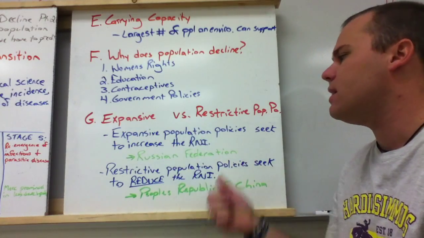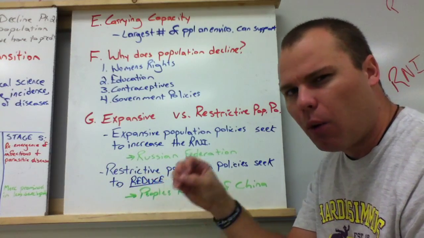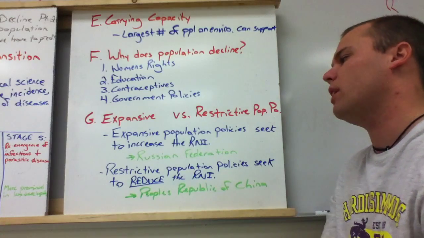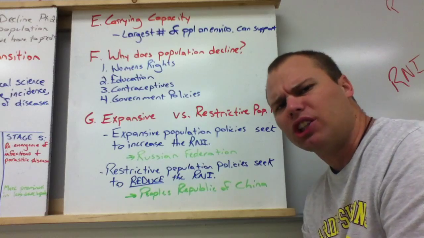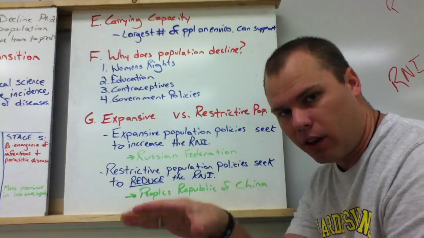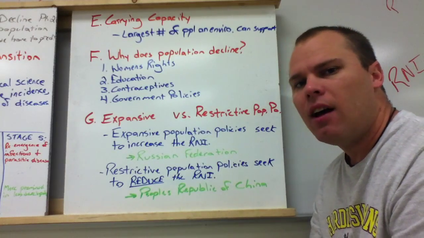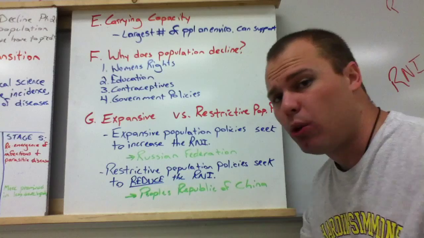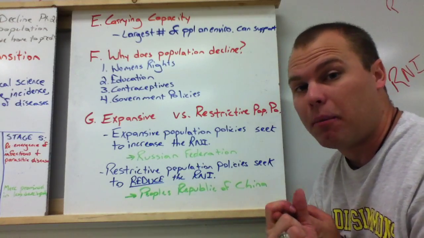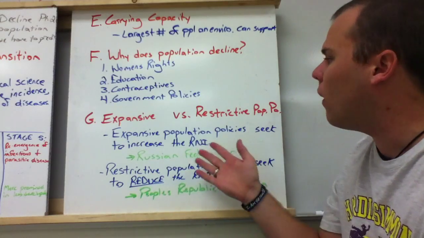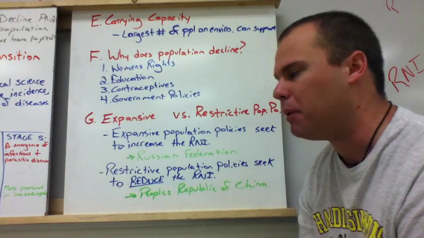Expansive population policies seek to increase the rate of natural increase. You don't see that a lot when you're dealing with the rate of natural increase, but it is happening. Russia is an example of this. Now, the reasons why Russia would want to increase their rate of natural increase is because overall their population is starting to decline. A lot of that has to do with the economy has not been doing well over history. Also with the amount of wars, you don't have a lot of men. The reproduction is not working as well. So they're looking for ways to implement policies that would expand the population.